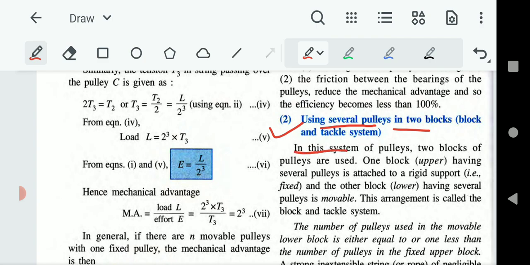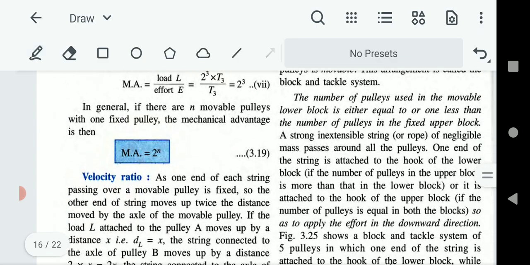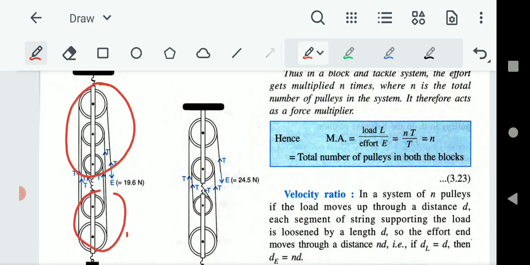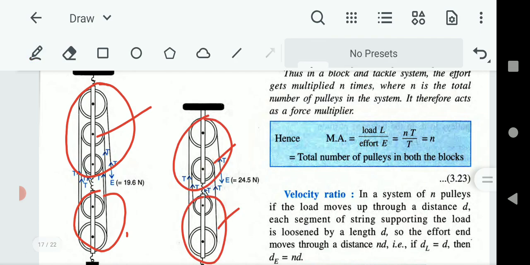In this system of pulleys, two blocks of pulleys are used. See here, let me show you the diagram first. We can see here two blocks are there. This is the upper block and this is the lower block. In the upper block we can see here three pulleys are there, and in the lower block two pulleys are there. This is another diagram. Two pulleys in the upper block and two pulleys in the lower block.